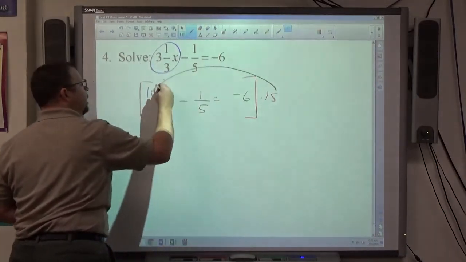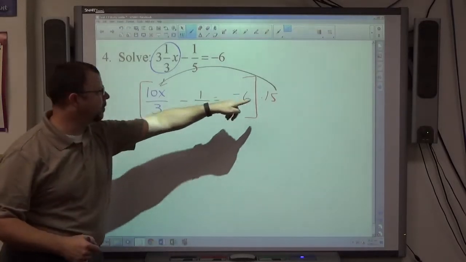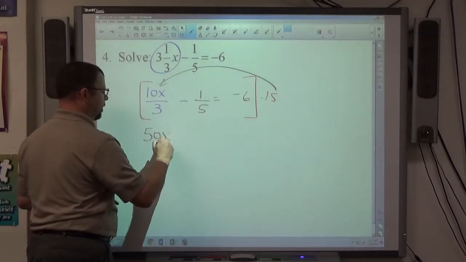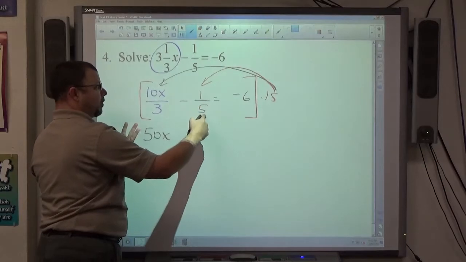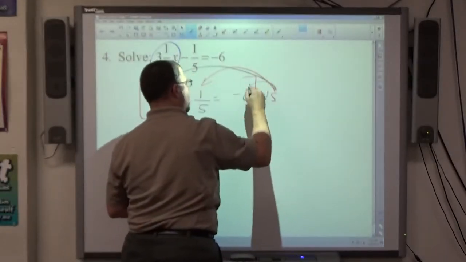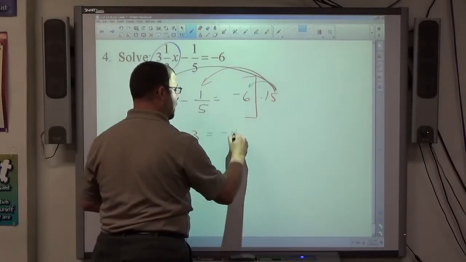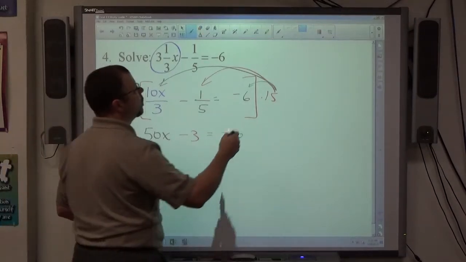So when I do 15 times 10x over 3, divide first, multiply by result. So 15 divided by 3 is 5, times 10x is 50x. 15 divided by 5 is 3, times negative 1 is negative 3. And if you're multiplying by a non-fraction, just multiply: 15 times negative 6 is negative 90. That problem has the exact same answer as the original problem. There's no fraction to deal with. It's just easier to do.